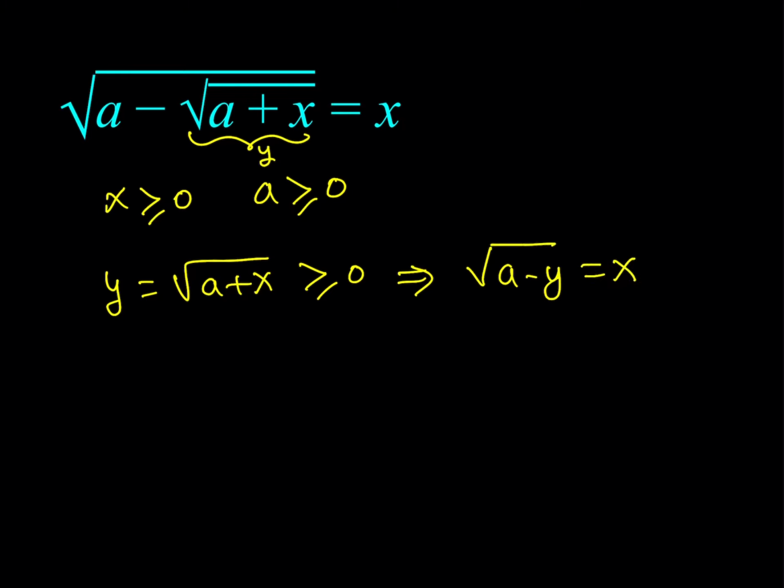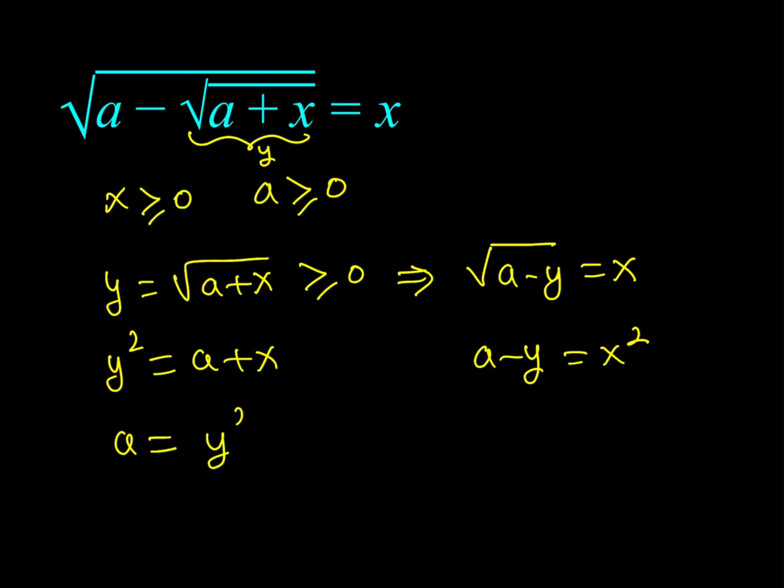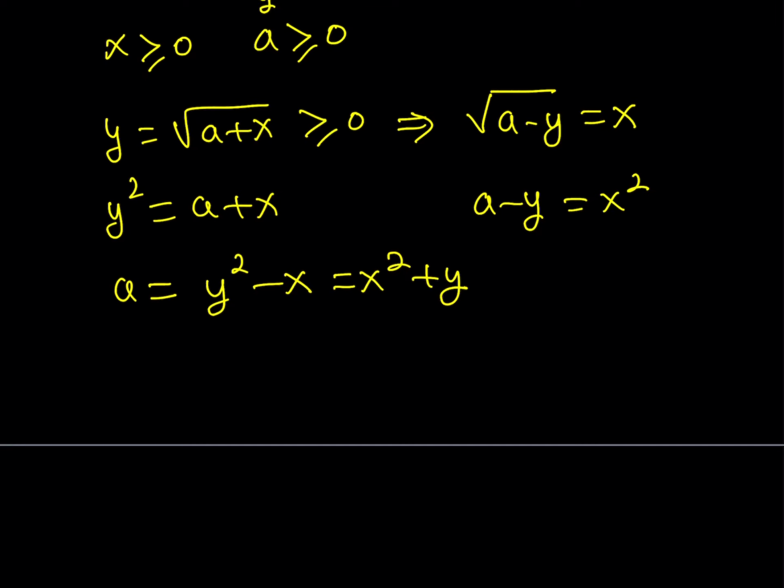Okay, so cool. I have two identities, and if I go ahead and square both sides here, I get y squared is equal to a plus x, and here I get a minus y is equal to x squared. From these two equations, if you isolate a, from the first one you will get y squared minus x, and from the second one you would get x squared plus y. Since a is equal to a, we can say that these two are equal quantities.